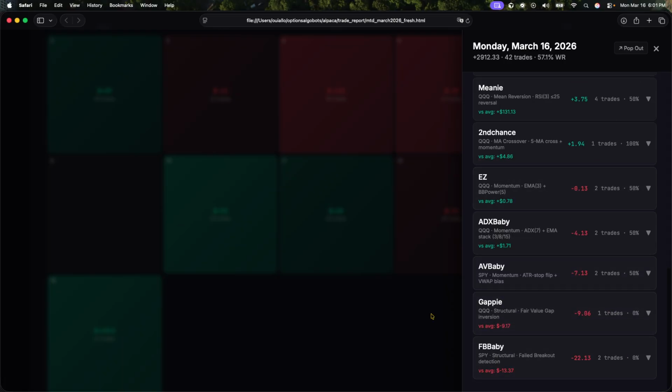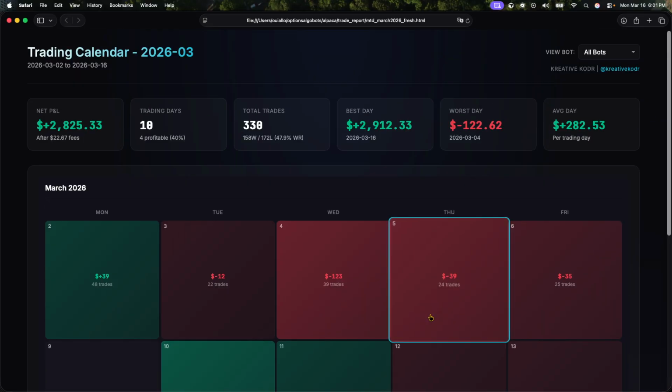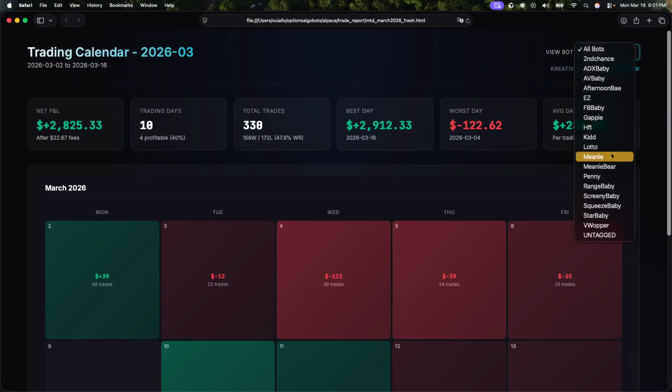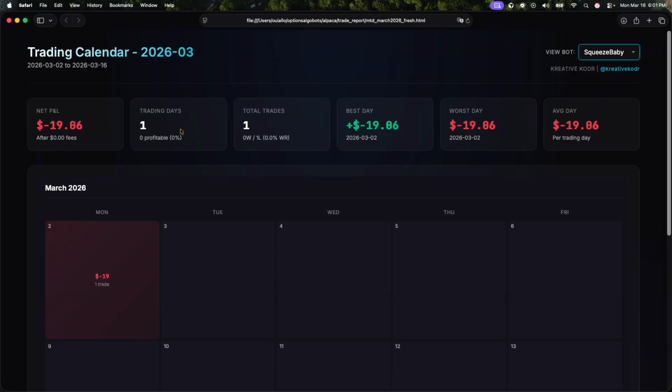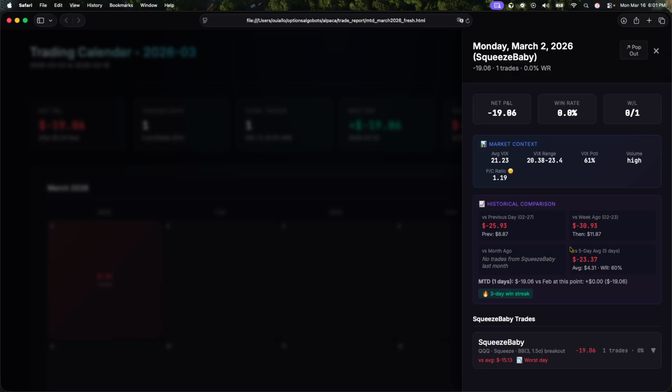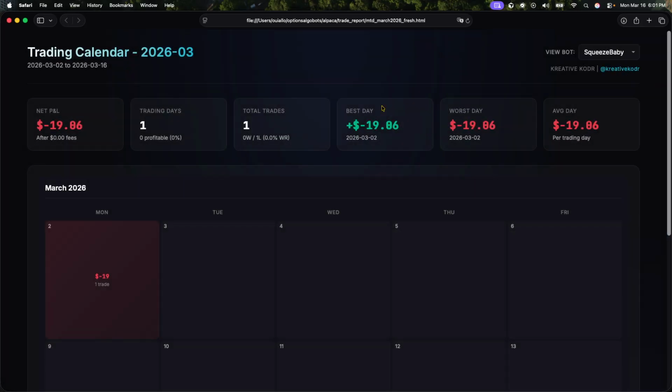So I say this to say is that there's just a couple of bots that I need to stop and actually review their code, and I need to get a couple of bots that's actually going to work. So one of those bots that I'm going to stop is going to be Squeeze Baby. Month to date, you can see one trade. Not really doing this thing, fam. The pop out was supposed to work, but I guess that's not working today.